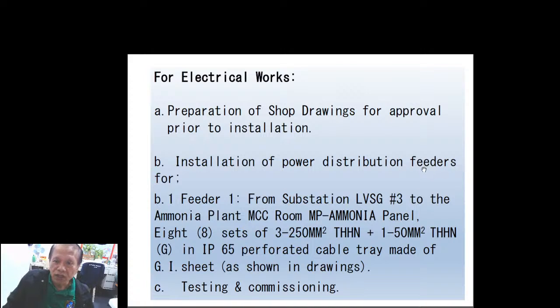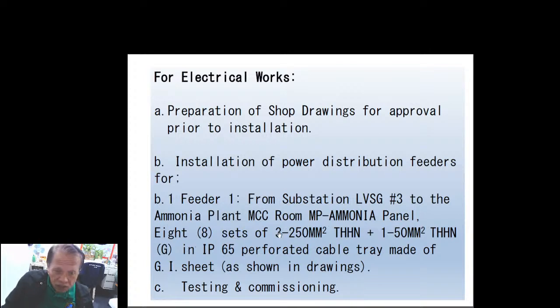Installation of power distribution feeders for B1, feeder 1 from substation to low voltage switchgear number 3 to ammonia plant. Sample lang to, ha. Motor control MCC, motor control center room. MP-ammonia panel 1, yan yung pangalan ng room.